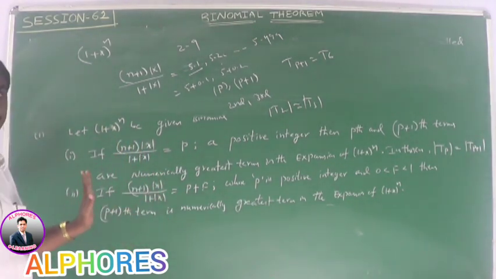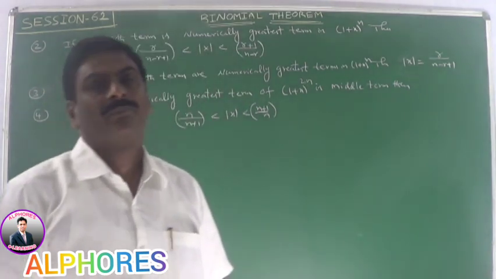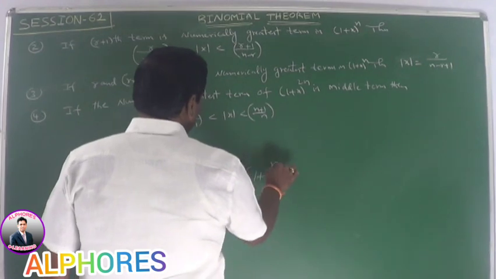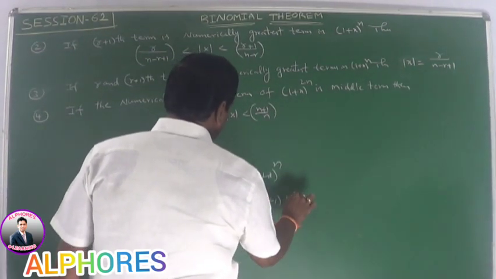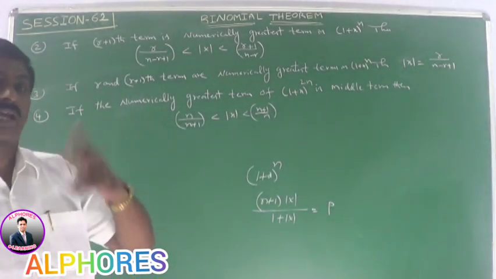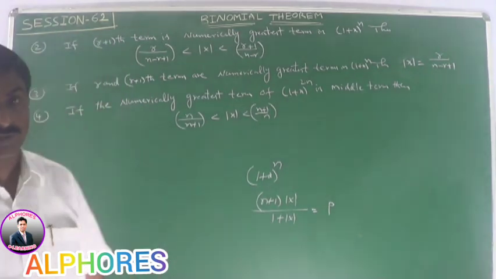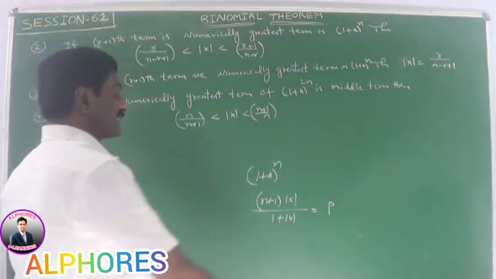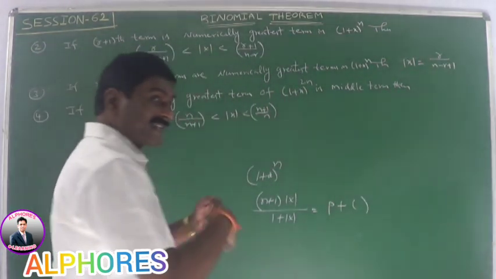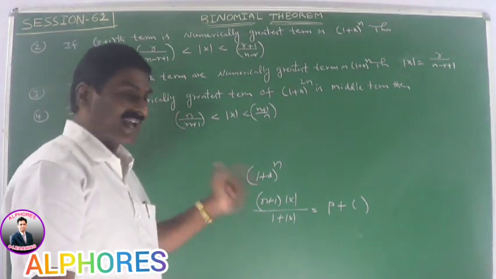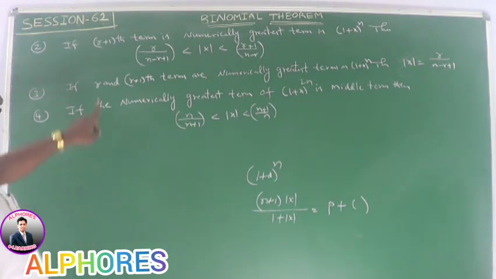Okay, very important. To get the numerically greatest term in (1 + x)^n, first we find the value of (n + 1)|x| / (1 + |x|). Suppose it is an integer, then we get two numerically greatest terms, Tp and Tp+1, and these two are equal. If it is in the form p + f, then the numerically greatest term is the (p + 1)th term. Please observe these values. Okay, next, second point: if the (r + 1)th term is very important.